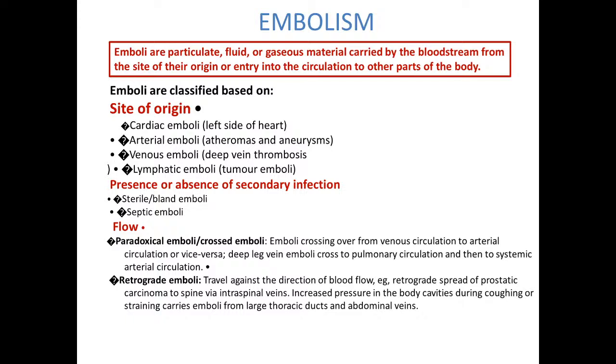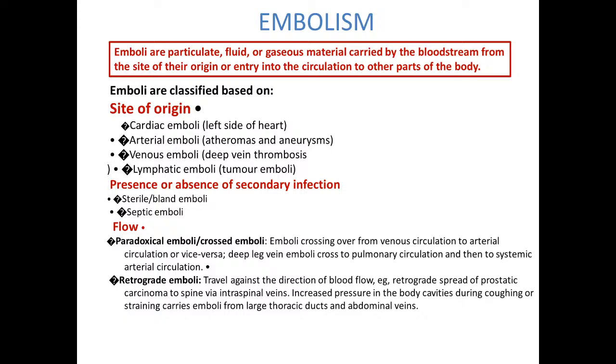presence or absence of secondary infection, sterile bland emboli or septic emboli; and flow: paradoxical emboli, crossed emboli, emboli crossing over from venous circulation to arterial circulation or vice versa. Deep leg vein emboli cross to pulmonary circulation and then to systemic arterial circulation.